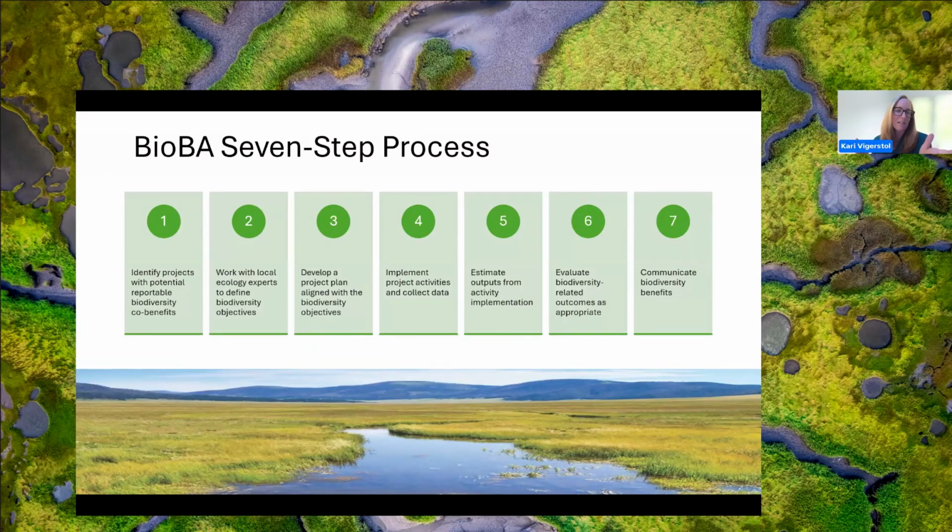So it moves from identifying those projects with potential biodiversity co-benefits, and really importantly, working with local ecology experts to define those biodiversity objectives, developing a plan around that, implementing, collecting data, and then doing those estimates of outputs. If we have enough data and understanding of the system, getting to the outcomes, and then communicating those biodiversity benefits in a transparent way. So as I mentioned, this is underway.